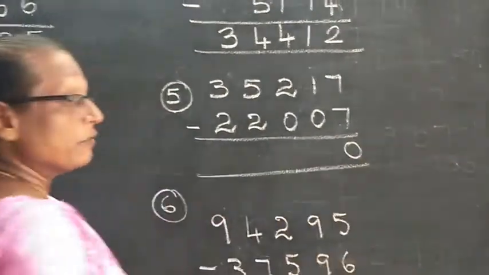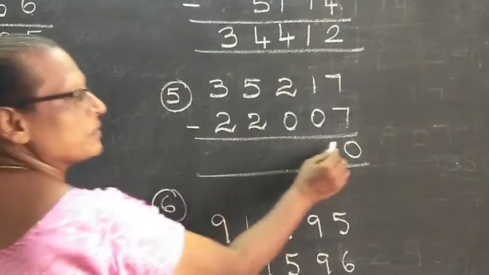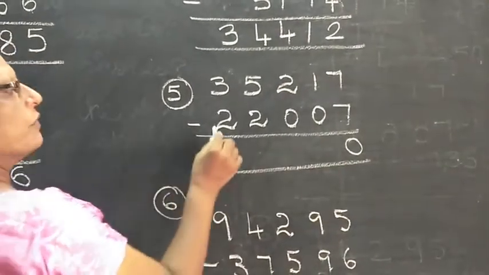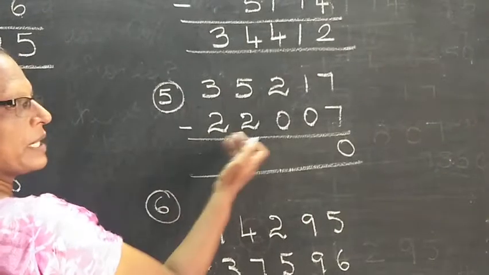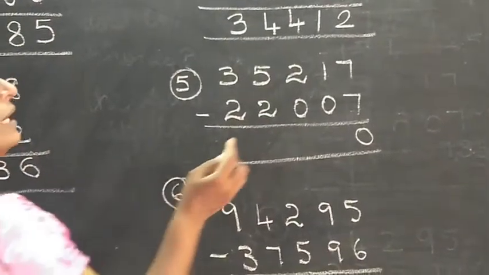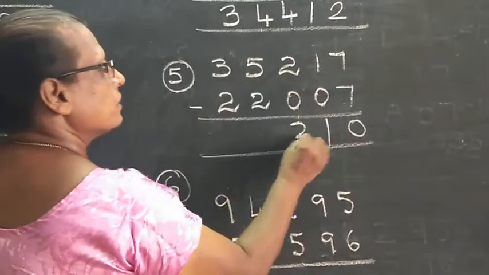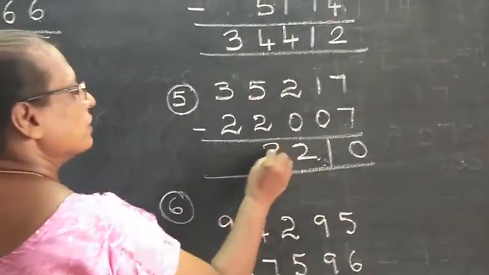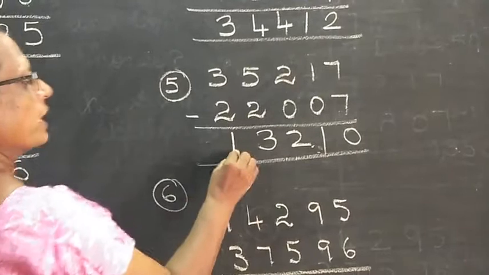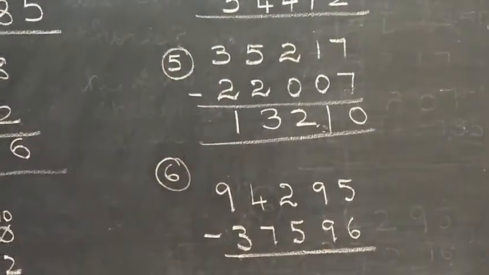7 minus 7, what, children? 0. Children, while doing this you should not subtract from this side. You should not subtract from the left side. If you subtract this way, the answer will be wrong. Okay? And 1 minus 0, 1. 2 minus 0, 2. 5 minus 2, 3. 3 minus 2, 1. So these two sums are very easy, isn't it?